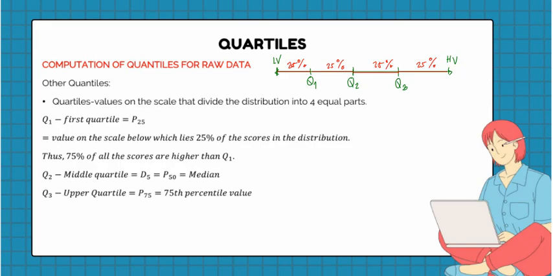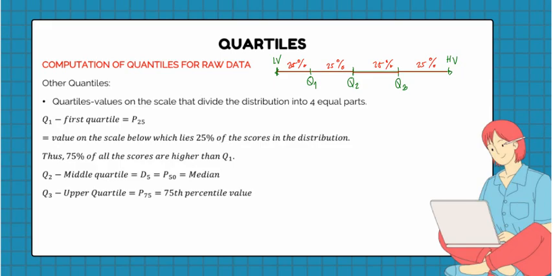It does not mean that because you are dividing the entire distribution into 4 equal parts, you have to have four quartiles. What you mean there is you are dividing the entire distribution of scores into 4 equal parts just by determining their medians, which are our quartiles here.